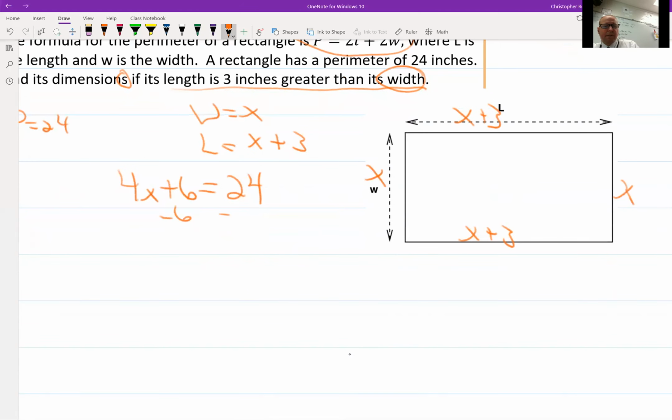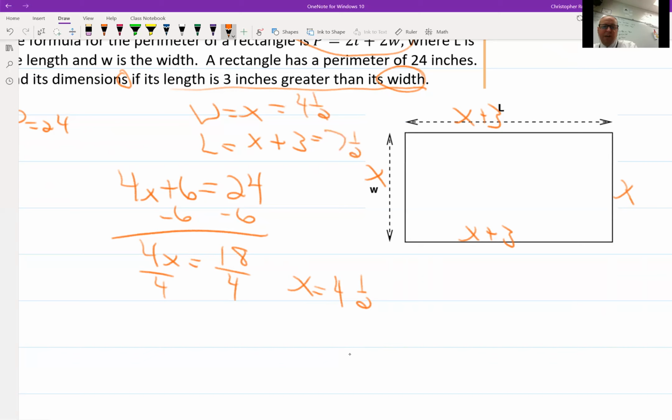All right, so let's get rid of 6. That's, what, 18 now? Divide by 4. X came out to be 4.5. Okay, so if the width is 4.5, plus 3 is 7.5 for the length. Okay, so this is where I go back so I can identify the answer by just plugging in x right here. So I just add 3 to it.